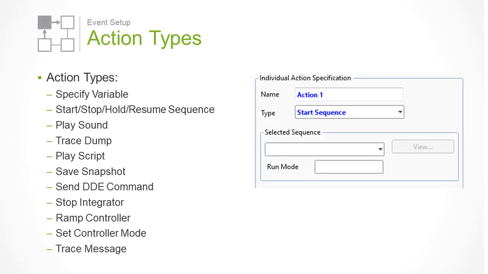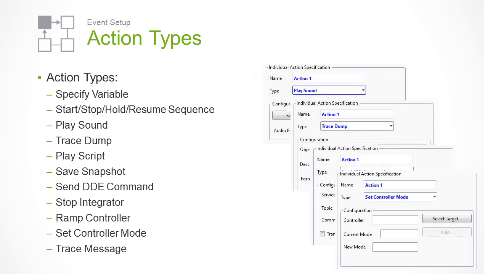The start, stop, hold, and resume sequence actions all require that a sequence is selected from the drop-down list. It is not possible for a sequence to start or resume automatically. However, it can stop and enter hold mode automatically. The available sequences are only those that are part of the parent schedule. Other actions are play sound, trace dump, play script, save snapshot, send DDE command, stop integrator, ramp controller, set controller mode, and trace message.